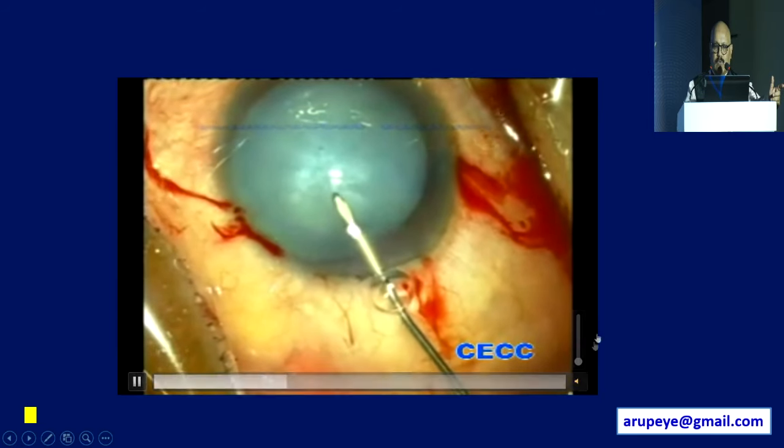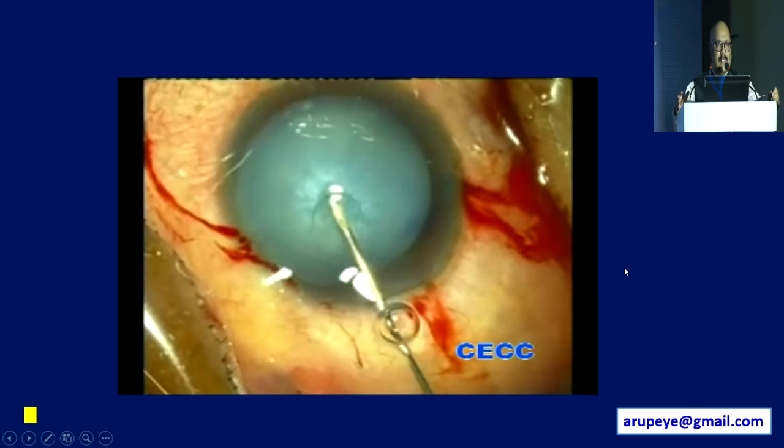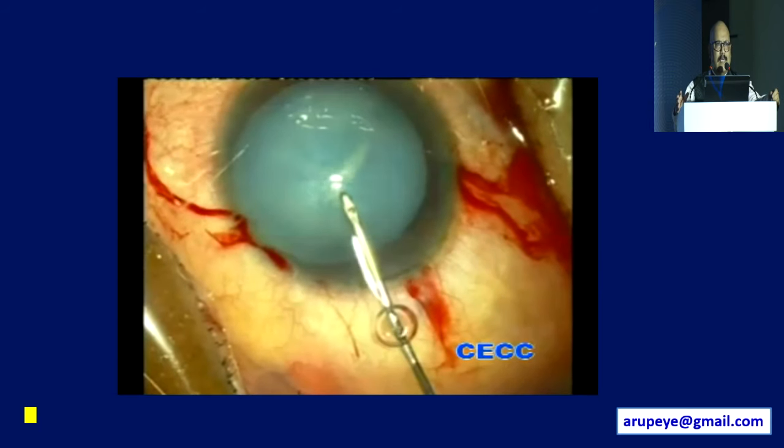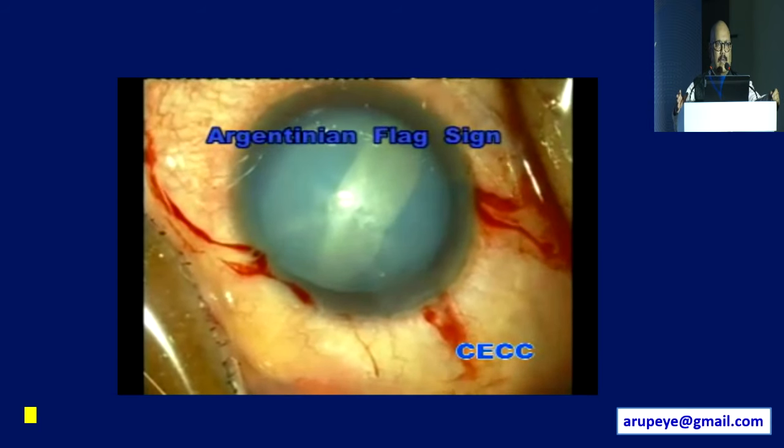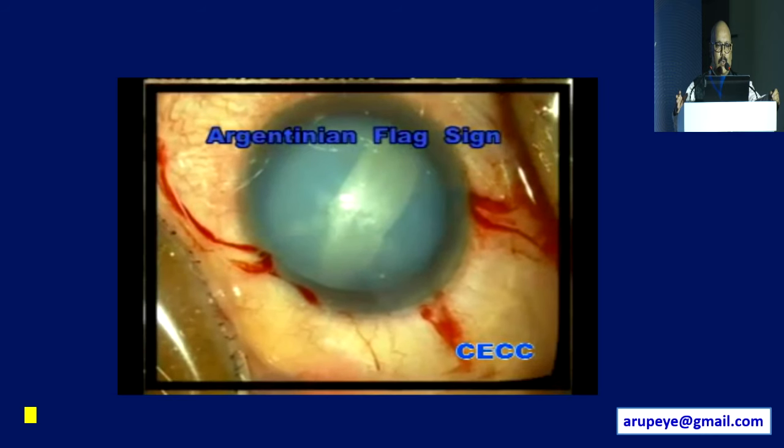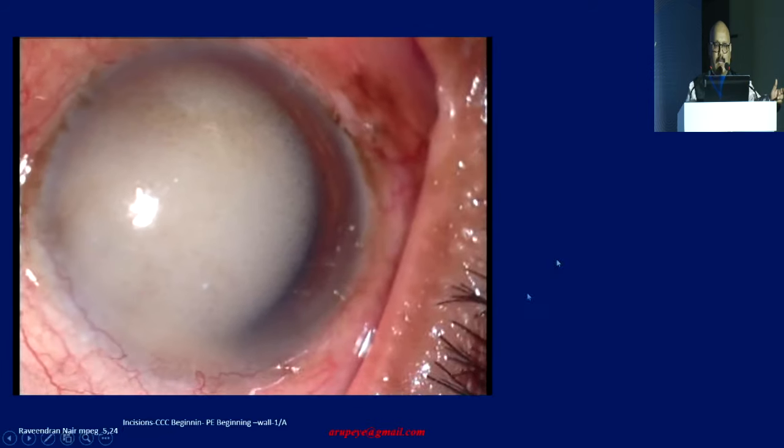I just wanted you to know that there are certain situations where, despite your best measures, you can't really meet your goal. This was a young patient with silicone oil in the posterior segment and intumescent cataract. On first puncture of the anterior capsule, it ran to the periphery, the Argentinian flag sign. So we need to be prepared that complications can happen, and we need to have a decision tree ready as to how to go ahead dealing with those cases.